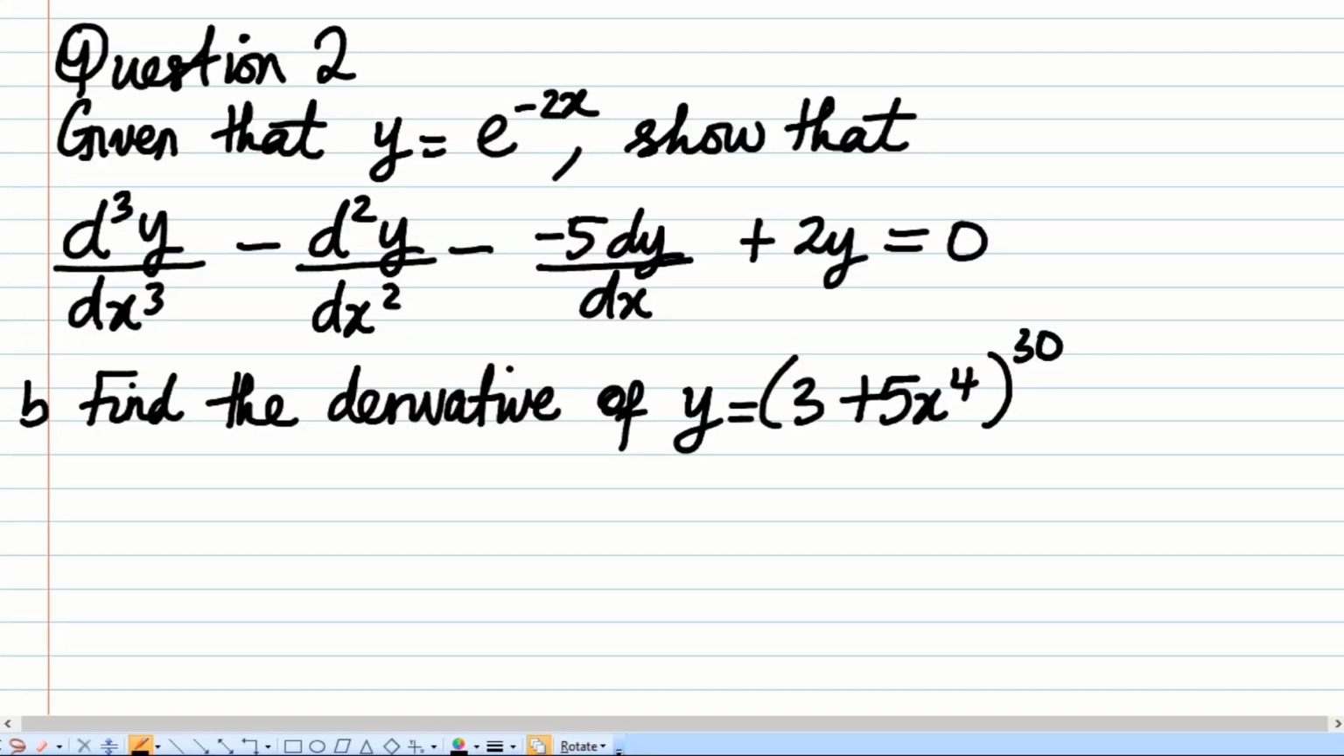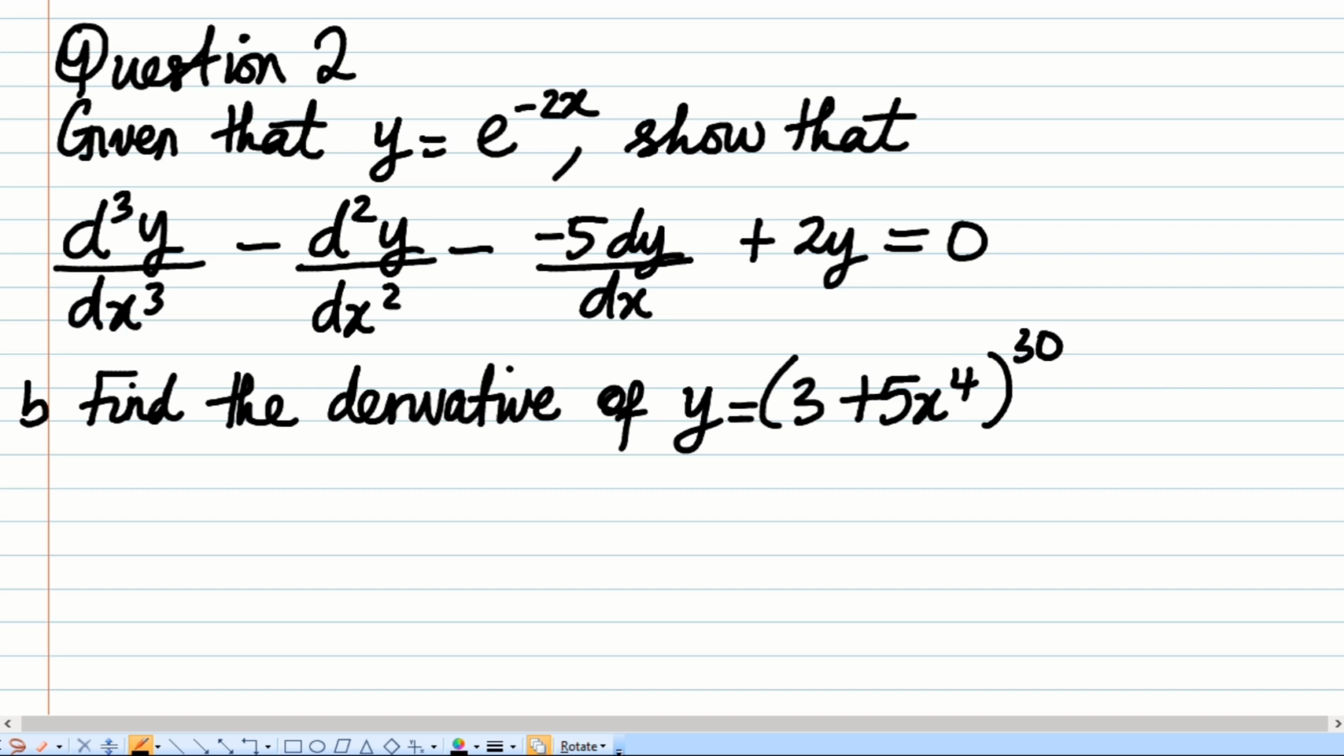Alright, in continuation with the ND2 past question, this is question number 2. We are told, given that y is equal to exponential minus 2x, show that the third derivative of y minus the second derivative of y minus 5 times the derivative of y plus 2y is equal to 0. So this question is just saying follow the relation that was given.